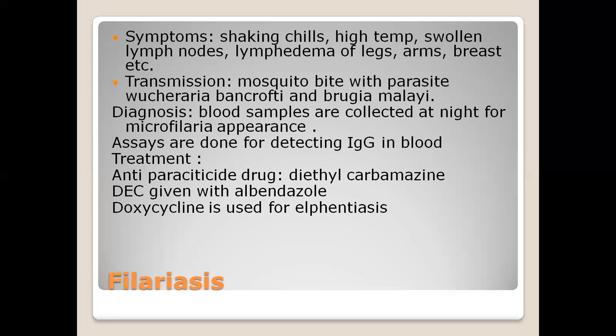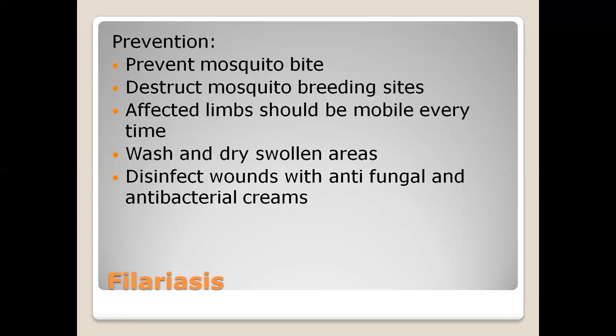Treatment is mainly done by an antiparasitic drug, that is diethylcarbamazine. This diethylcarbamazine is given in combination with albendazole for treating this filariasis, and doxycycline is also used for elephantiasis. Prevention of filariasis is mainly done by preventing mosquito bites and destroying the mosquito breeding sites. Wherever the mosquito breeding sites are available in your house area, you should destroy those breeding sites. And the affected limbs should be mobile, should be moved every time. And wash and dry the swollen areas and disinfect the wounds with antifungal and antibacterial creams.